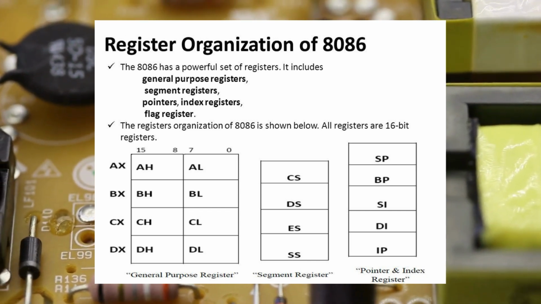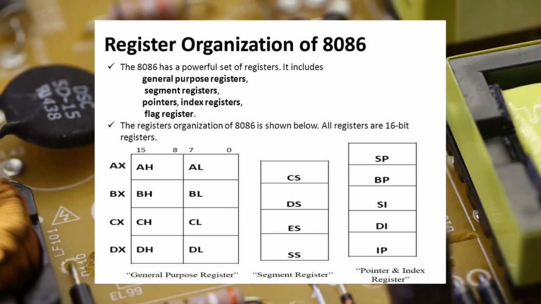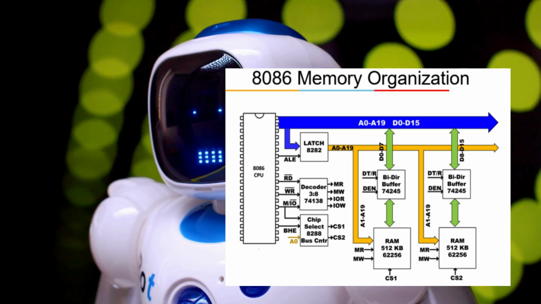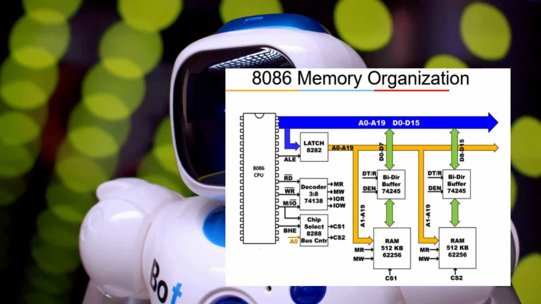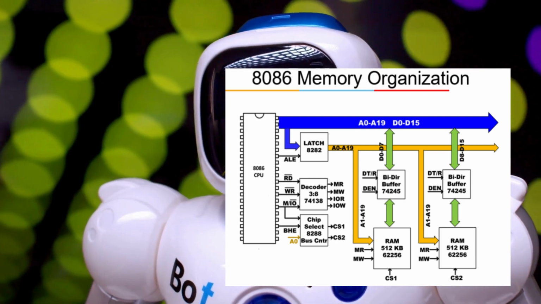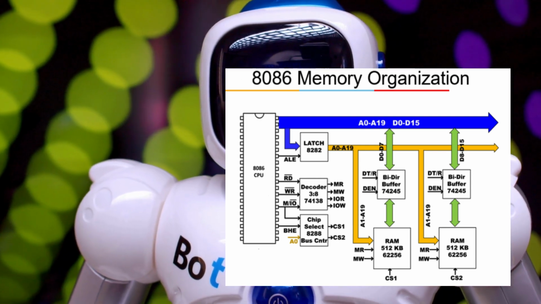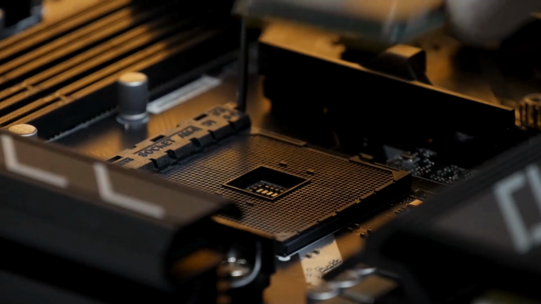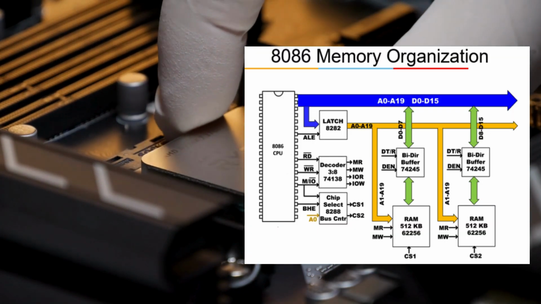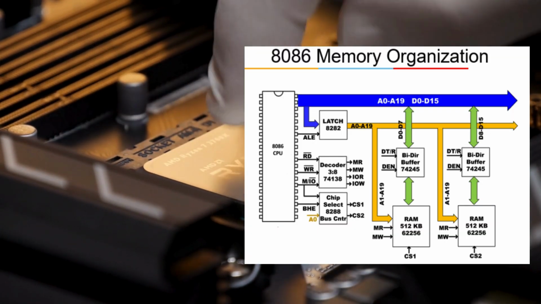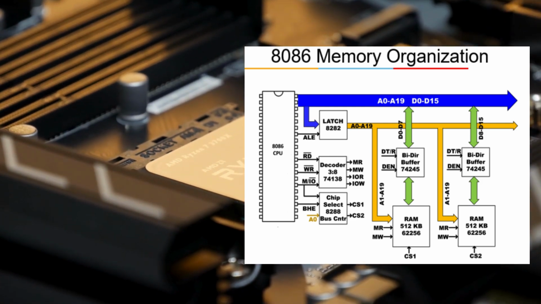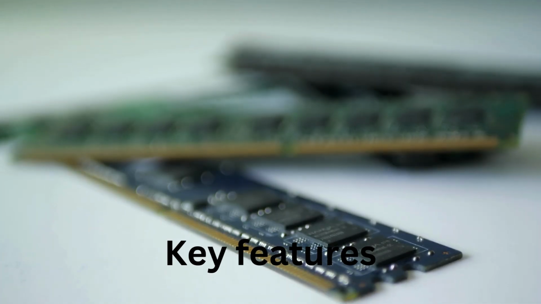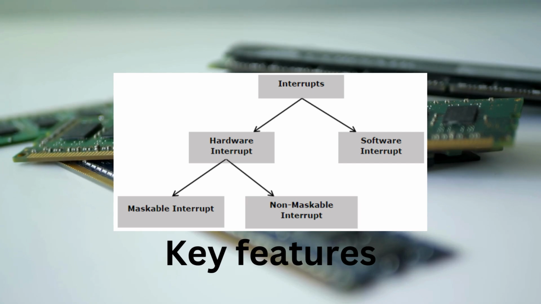Chapter 5. How 8086 communicates. System buses. How does the 8086 communicate with memory and external devices? It uses 3 buses. 1. Address bus, 20-bit, selects memory locations. 2. Data bus, 16-bit, transfers data between the CPU and memory. 3. Control bus, manages signals like read, write, and interrupts.